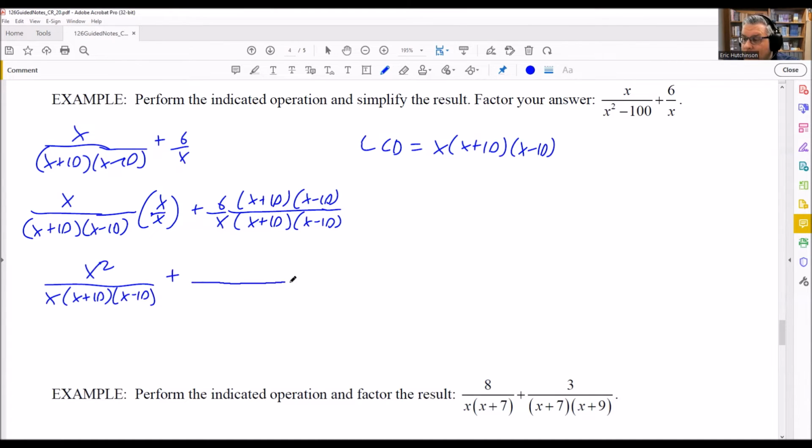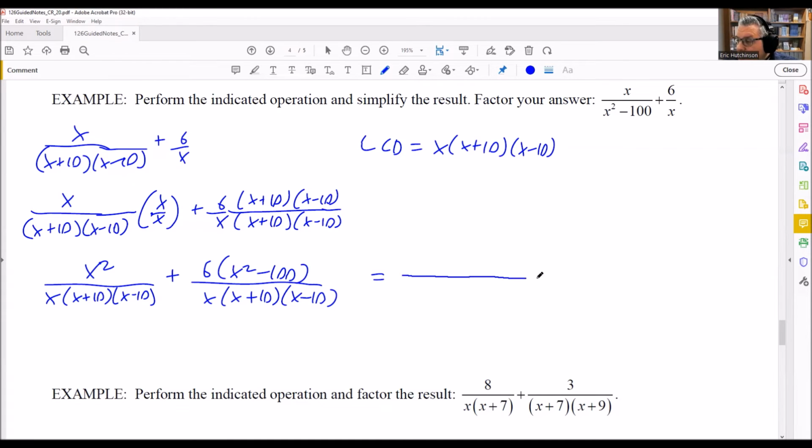For the next one, we already know what (x plus 10)(x minus 10) is going to be. That's x squared minus 100, because that's what we originally factored it into. So we already know what goes into that. And at this point, we have the same denominators. So now we can put this together over a single fraction.